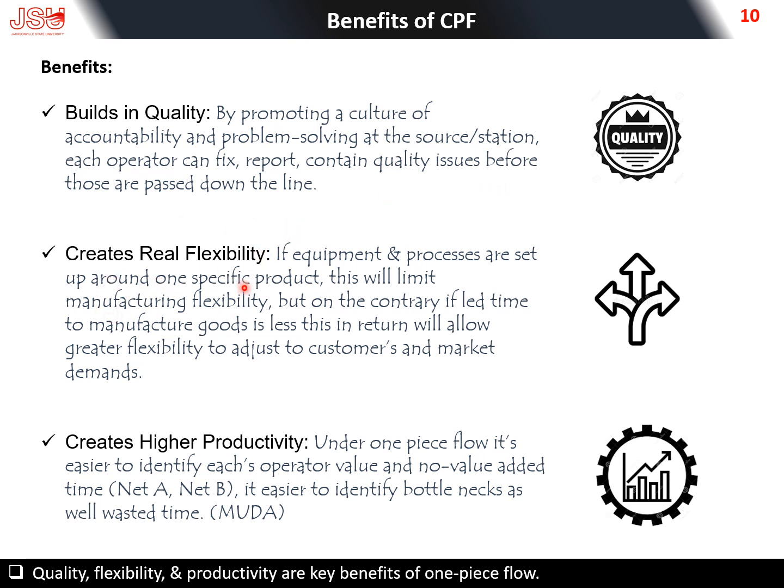Creates real flexibility. If equipment and processes are set up around one specific product, this will limit manufacturing flexibility. But on the contrary, if lead time to manufacture goods is less, this in return will allow greater flexibility to adjust to customers and market demands. Creates higher productivity. Under one-piece flow, it is easier to identify each operator's value-added and non-value-added time, net A or net B. It is easier to identify bottlenecks as well as wasted time, muda. Quality, flexibility, and productivity are key benefits of one-piece flow.